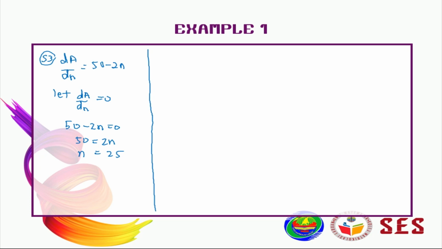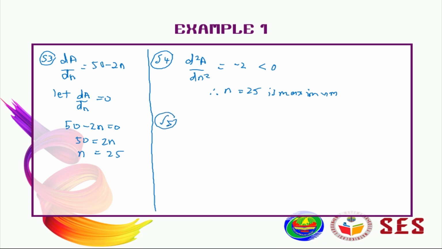Then you need to identify whether the value of n that you have found is a maximum or minimum value. So you need to find your second derivative. Your second derivative is going to be negative 2. So negative 2 is less than 0, which means that n equal to 25 is a maximum. And then your fifth step: you have already found your n, now you need to find your m. So m is equal to 50 minus n, so 50 minus 25 is equal to 25.